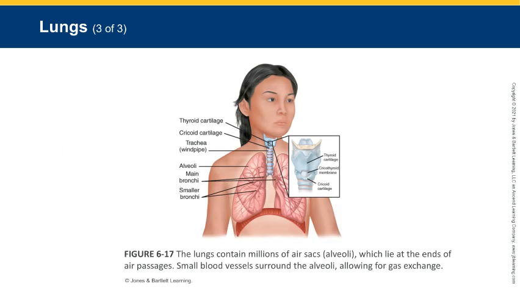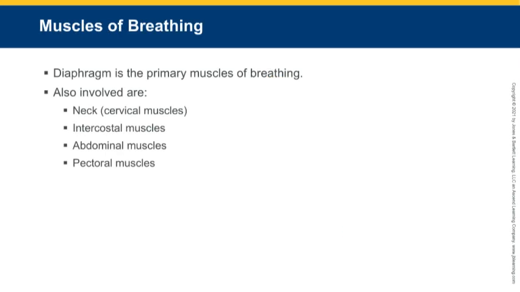Here is a visual representation of the lungs and alveoli. The diaphragm is the primary muscle of breathing, assisted by the neck, intercostal, abdominal, and pectoral muscles.